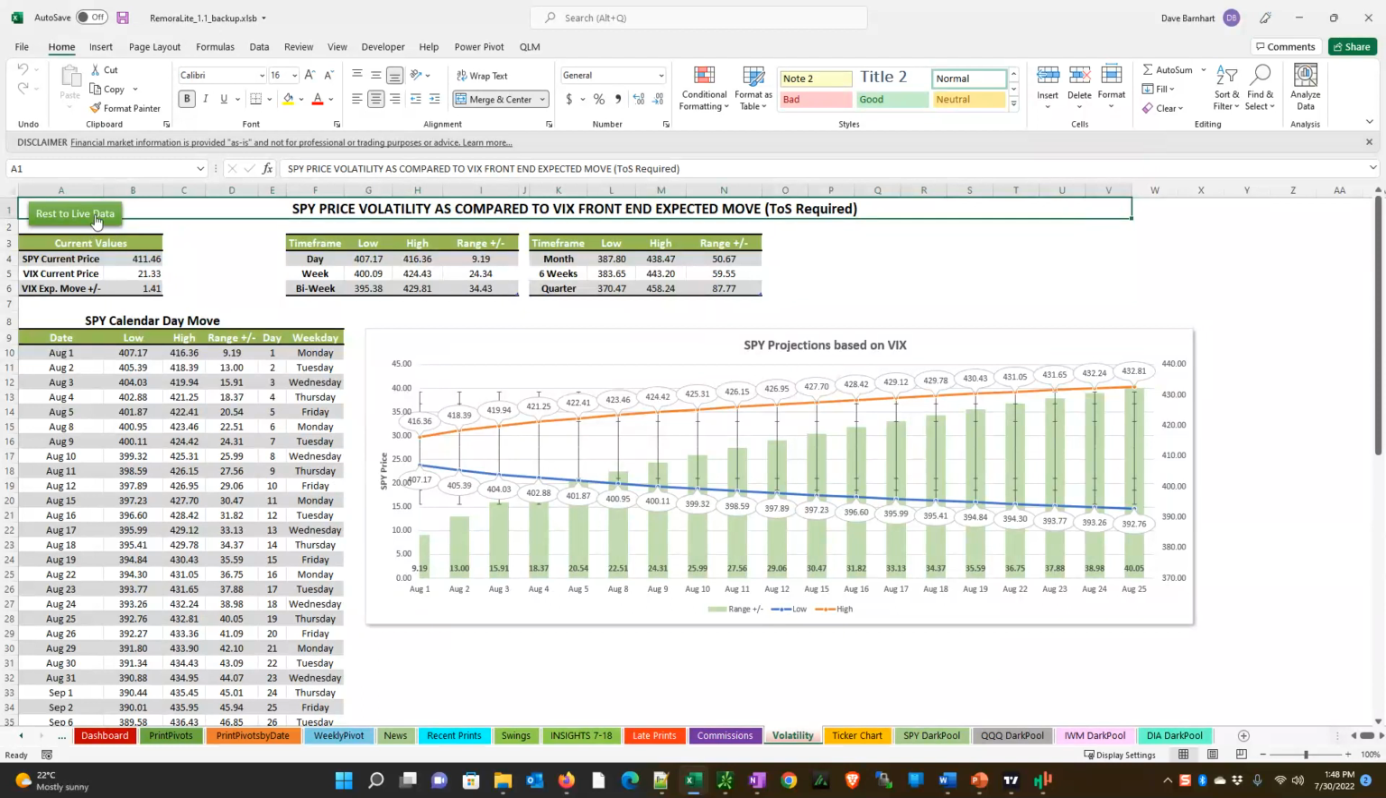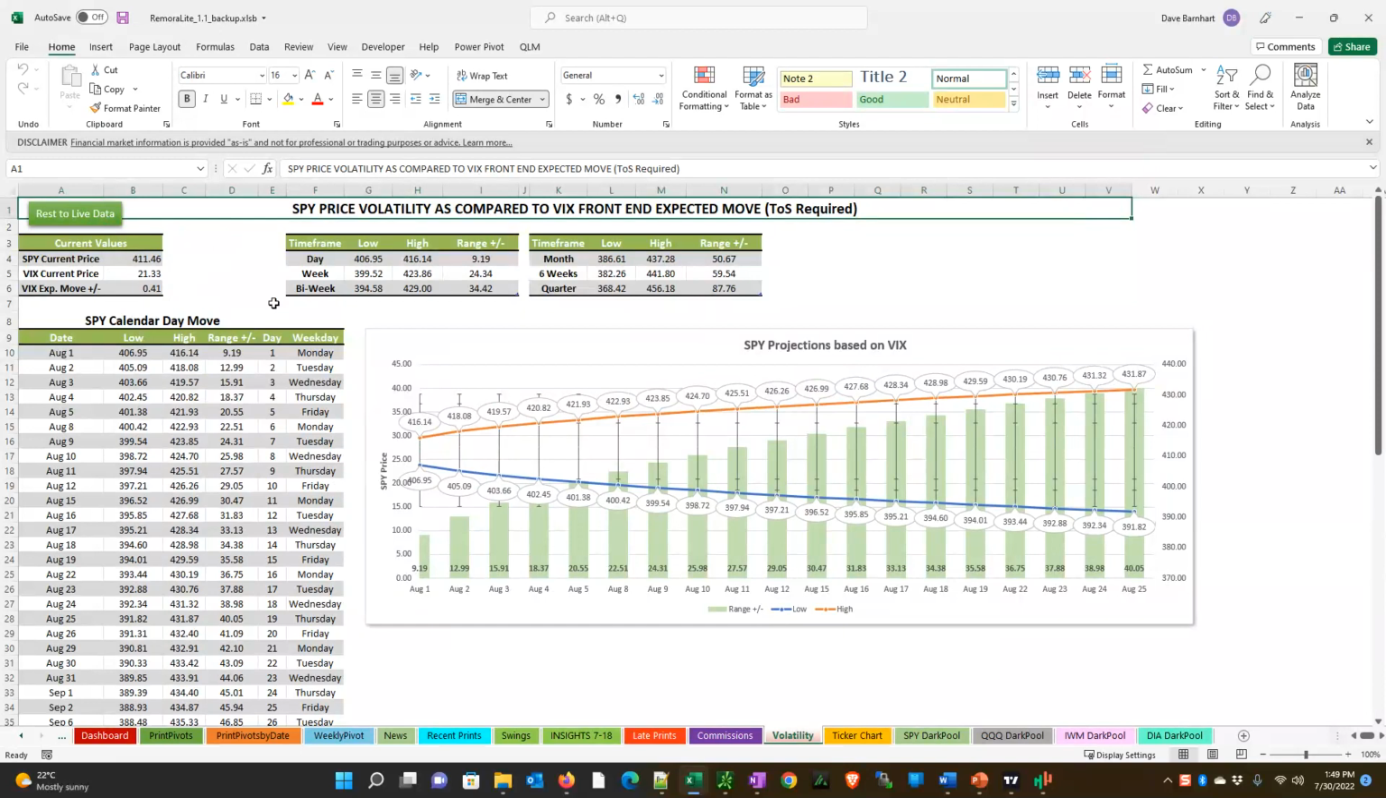So this uses this thinkorswim data. The current SPY price is 411. The VIX current price is 21, and the expected move on the VIX is $1.41. So the move for next week, they're only expecting the VIX to move plus or minus $1, right? And just so we're on the same page, you can't trade the VIX. It's a fear indicator, right? It doesn't have volume, things like that. But this determines volatility.